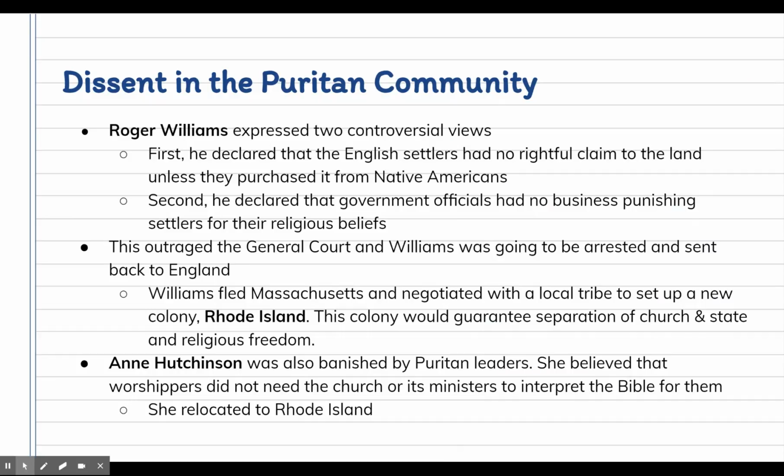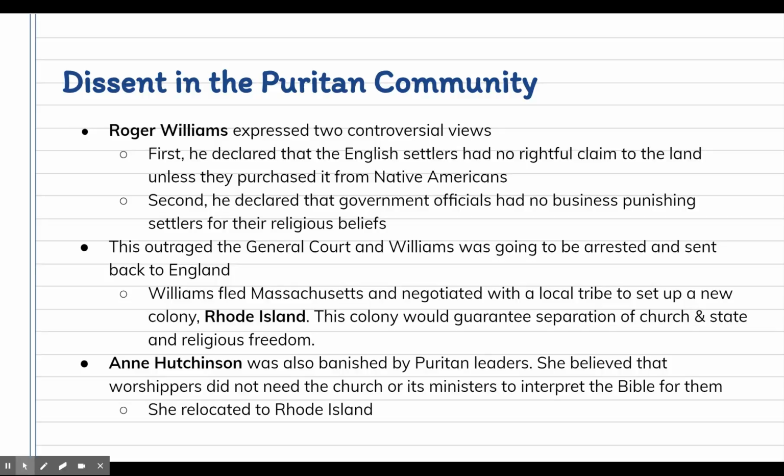So dissent in the Puritan community. So not everyone was in complete agreement with how the Puritans were running the Massachusetts Bay Colony. So they escaped England. They didn't want persecution for being different with their religious beliefs. But yet when they came here, if people didn't share their Puritan beliefs, then they did the same thing. Those people were punished. So they didn't practice the religious toleration that they wanted for themselves.